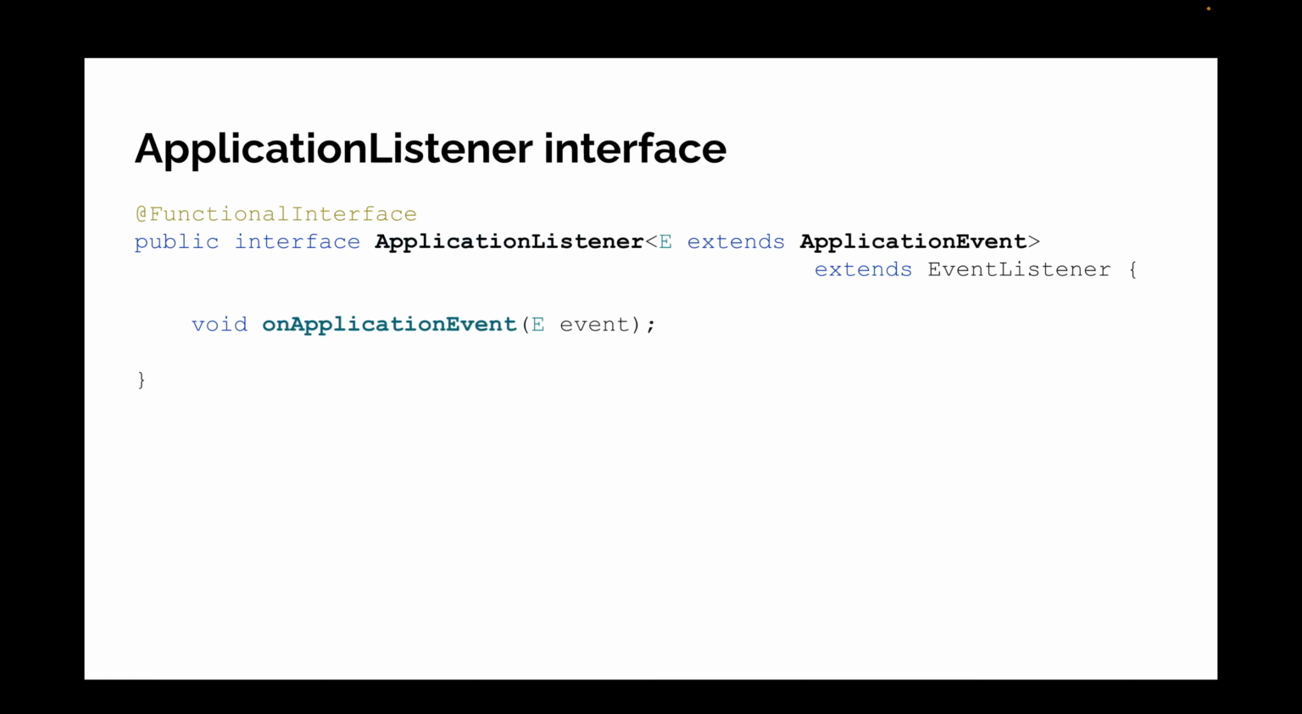Then there is another interface called ApplicationListener interface, which is responsible for receiving or listening to events. So this is a functional interface. So it has only one method, which is onApplicationEvent. Now ApplicationListener is a generic interface. It has a type which is a subclass of ApplicationEvent, and this extends EventListener.